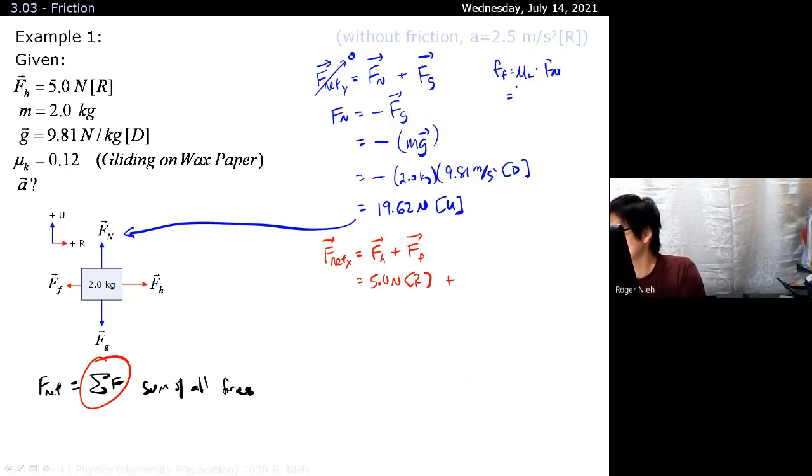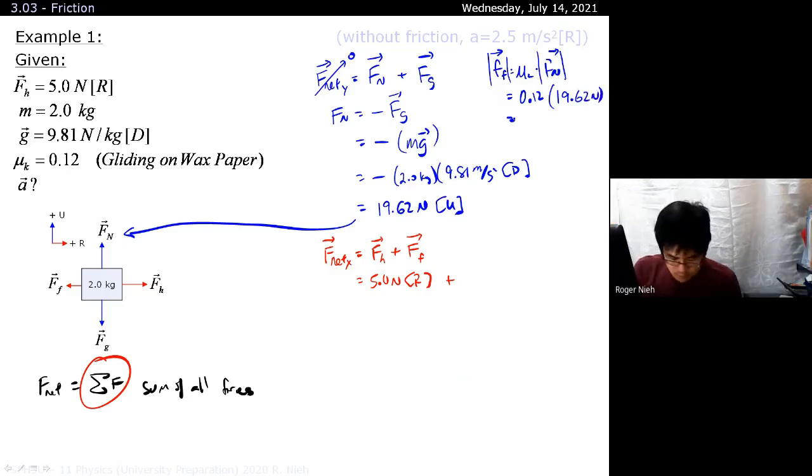And here's where vectors start falling apart, because the proper formula is absolute value. The formula can't tell you the direction; you have to intuitively solve that as a human being. So 0.12 times the scalar of 19.62 newtons will give you 2.3544. So it only tells you the absolute value.